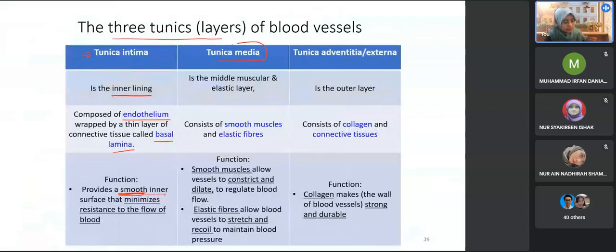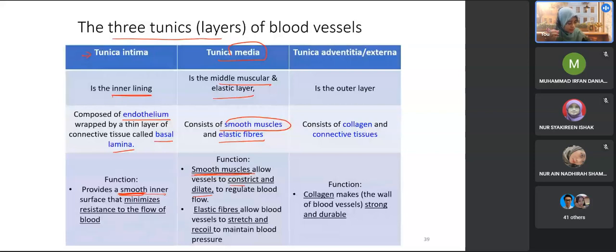So the middle layer is the tunica media. So it is the middle muscular and elastic layer. The tunica media is the thicker layer, because it has smooth muscle cells and also elastic layers, consisting of smooth muscle and elastic fibers. So the function of the tunica media is, because it consists of smooth muscle, it allows the vessels to constrict and also dilate. So that's why we call it vasoconstriction and vasodilation.